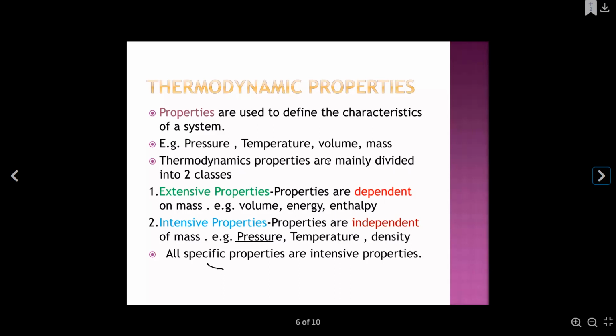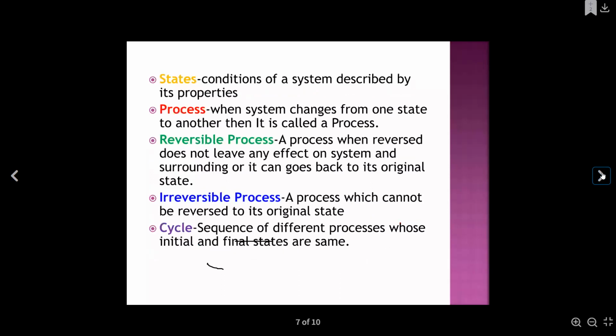While intensive properties are properties that are independent of the mass and the amount of the substance. Examples of these intensive properties are pressure, temperature, boiling point, freezing point, refractive index, viscosity, electromotive force, and surface tension. All these are typical examples of intensive properties. So these are the properties in thermodynamics.